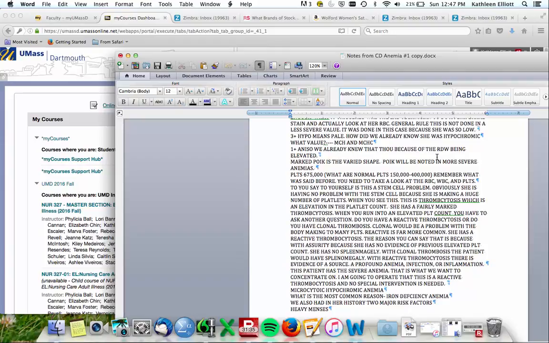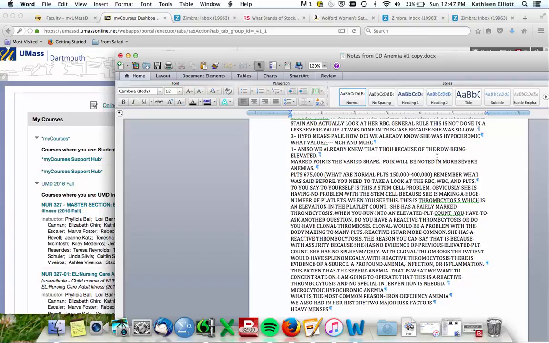You need to take a look at the RBC, WBC, and platelets to say to yourselves, is this a stem cell problem? Obviously, she's having no problem with the stem cell because she is making a huge number of platelets. When you see this, this is thrombocytosis, which is an elevation of the platelet count. She has a fairly marked thrombocytosis.